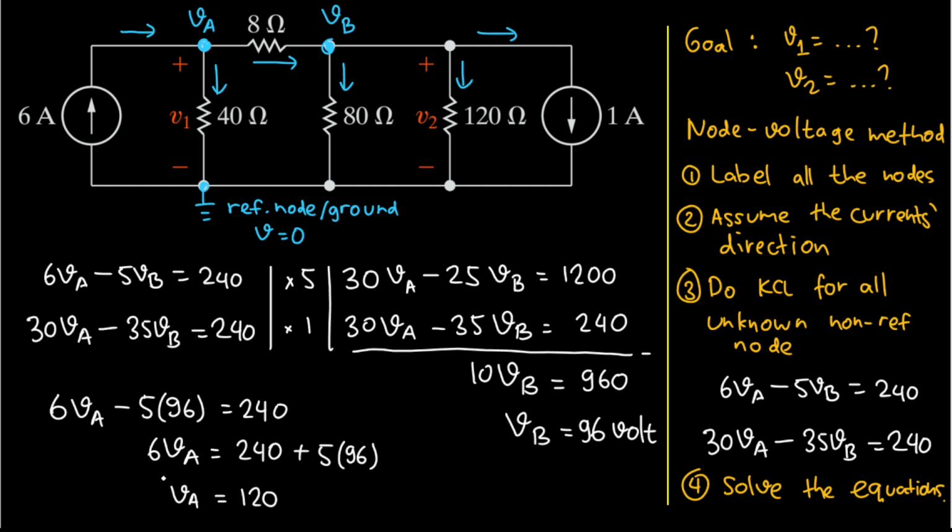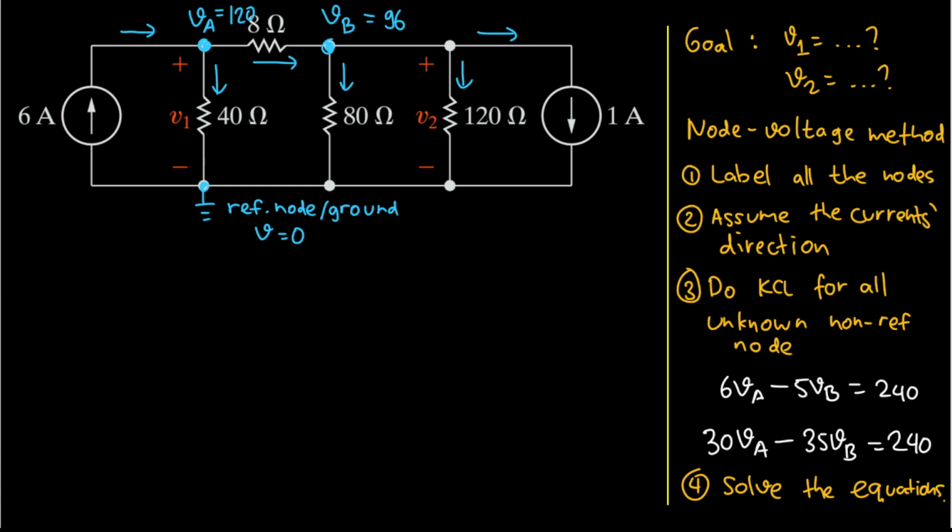Good. We have now our VA here and our VB here. Right? So VA is 120 and VB is 96. So let's rewrite that. VA here is 120 volts and VB is 96. However, the question does not ask about VA or VB, but V1 and V2. We need to do one more step.